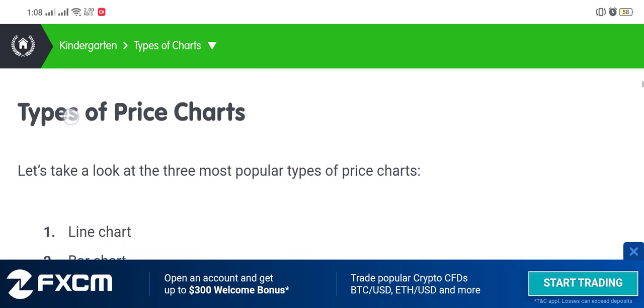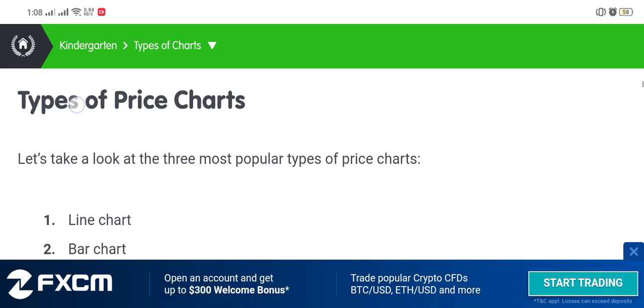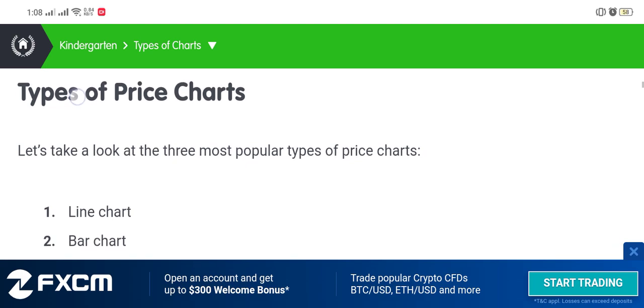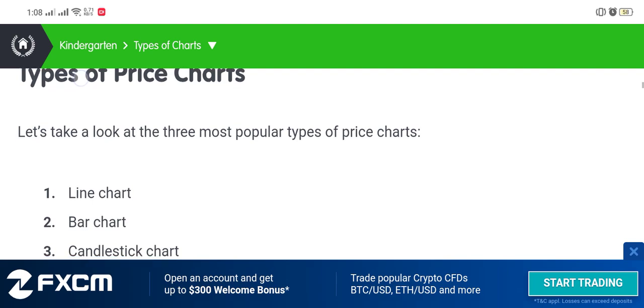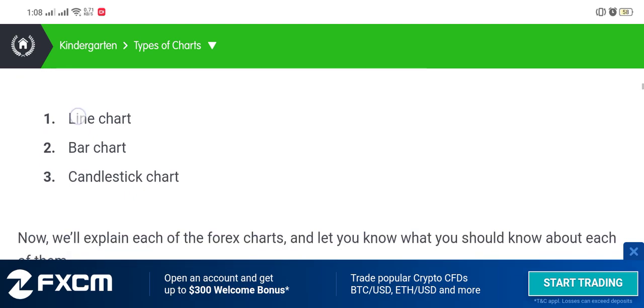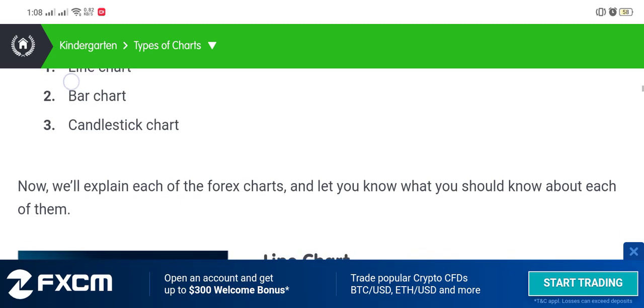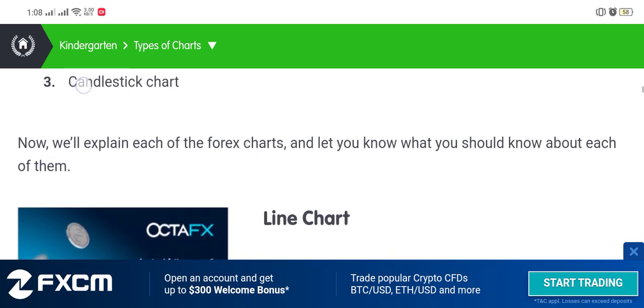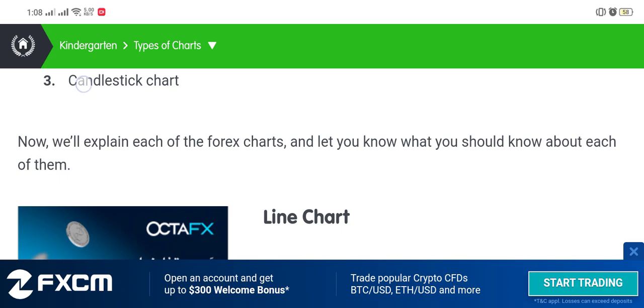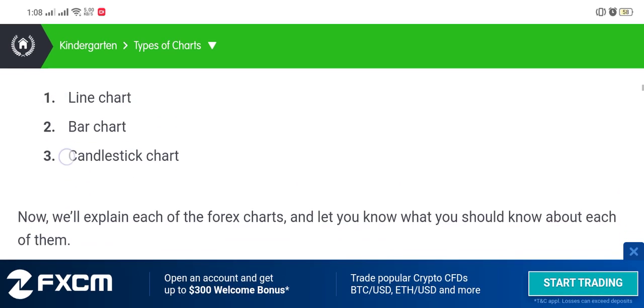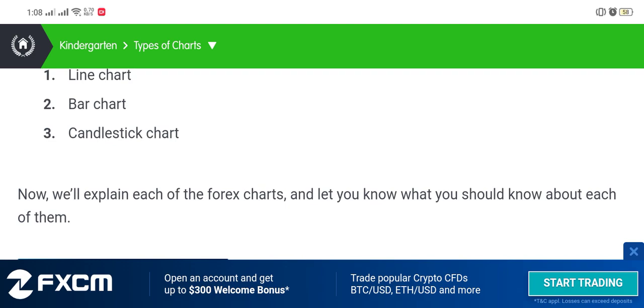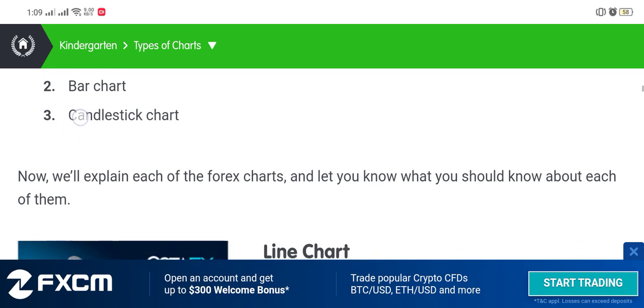Types of charts. Let's take a look at the three most popular types of price chart: line chart, bar chart, candlestick chart. Now we will explain each forex chart and let you know what you should know about each of them.